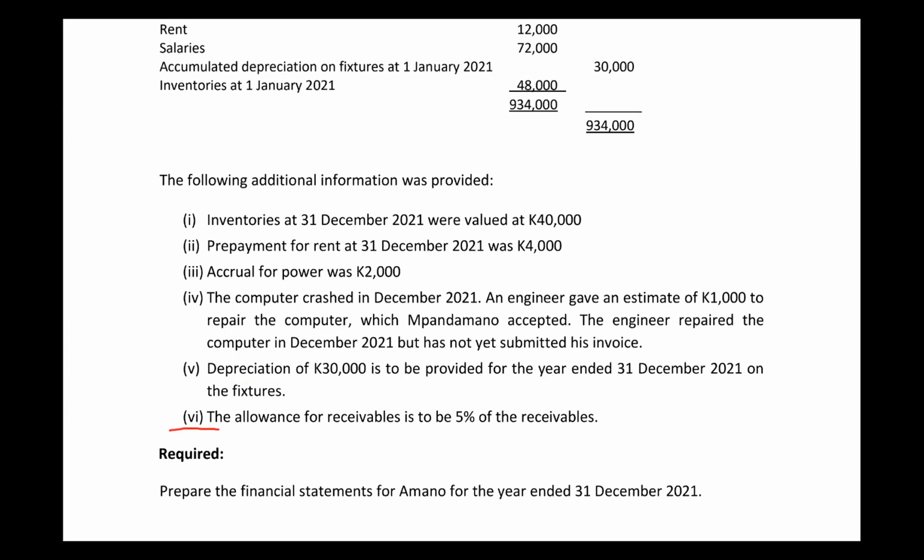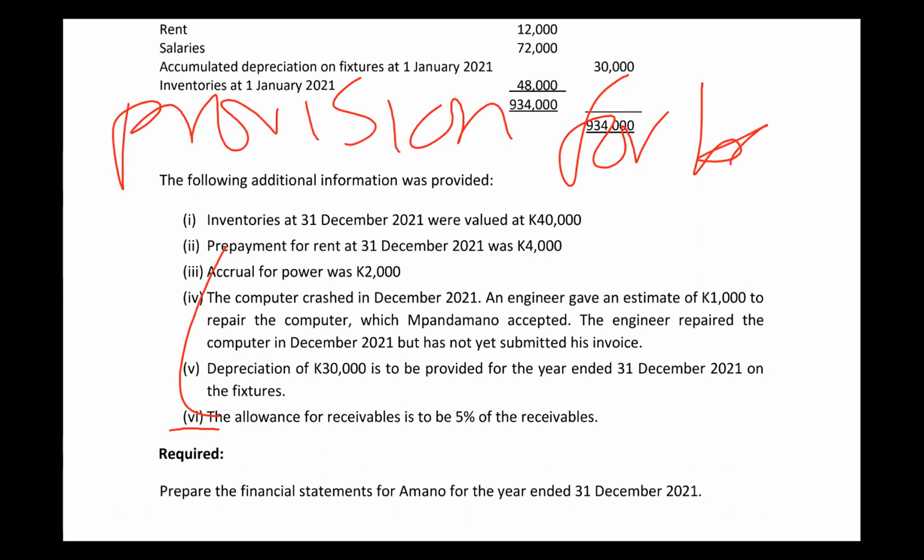Adjustment number 6. Allowance for receivables, 5%. Now, here is the point that you should get. Understand that I'm also giving you the other words. You don't have to be used to just the same words, because the lecturer may use different words, but they mean the same thing, right? Allowance for receivables is still treated as the provision for bad debt. Provision for what? Bad debt. So provision for bad debt is treated as the same as the allowance for receivables.